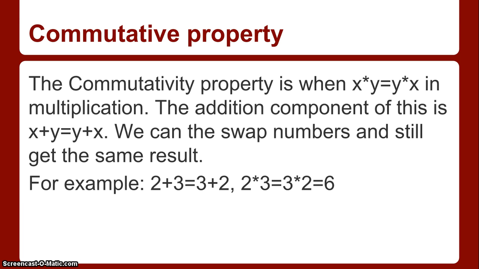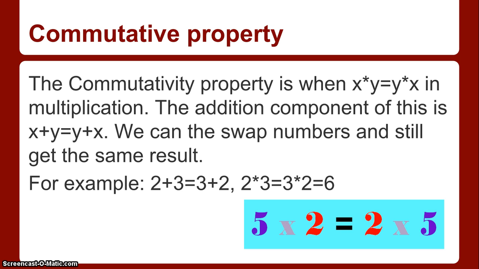The commutative property, you should know. You've had this one before. The commutative property is when you multiply x times y, and it's the same thing as y times x. That's for multiplication, and for addition, it works the same way. x plus y equals y plus x. Basically, it's saying you can swap the numbers and you get the same result, and you should know that already.